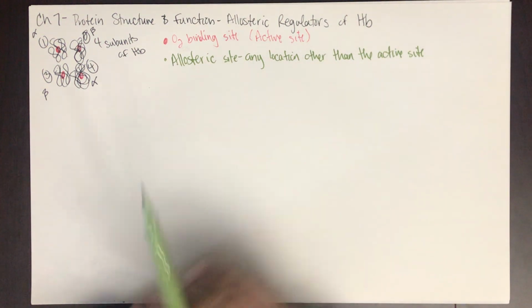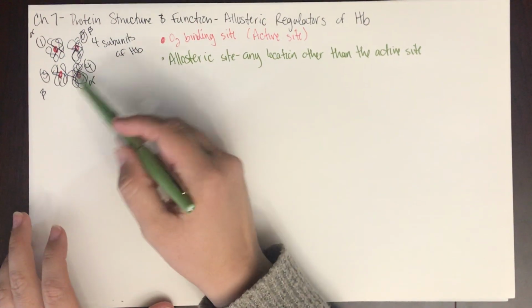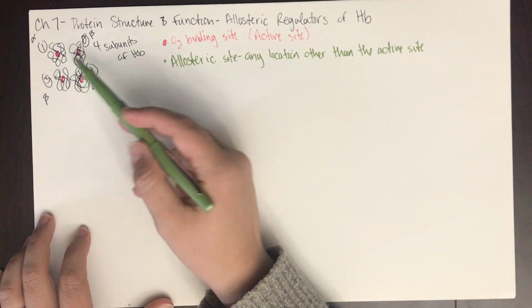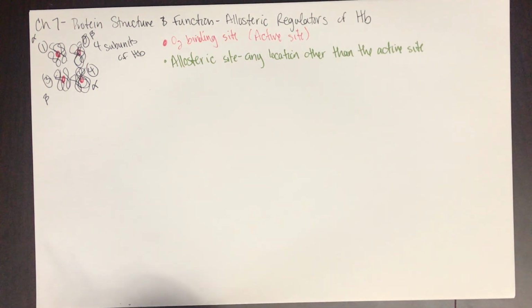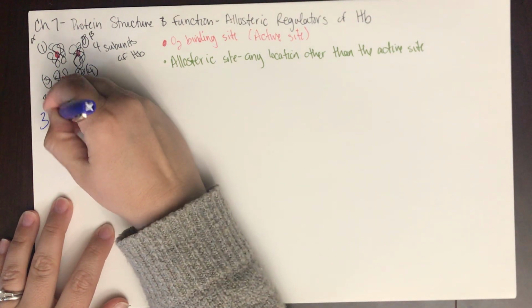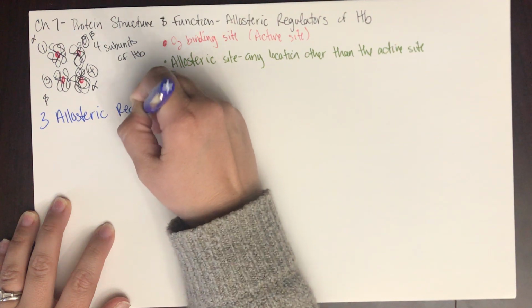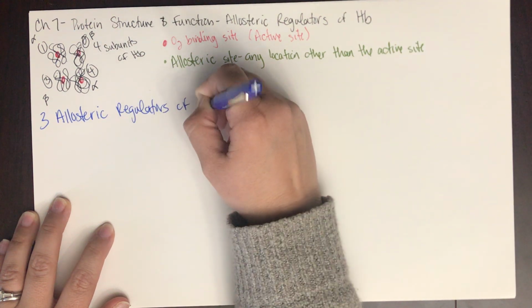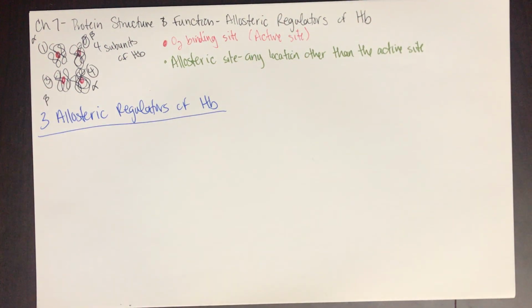So allosteric regulators are something that binds somewhere other than where the oxygen binds, and that's going to affect hemoglobin in some way. So we're going to talk about 3 allosteric regulators of hemoglobin and what happens.